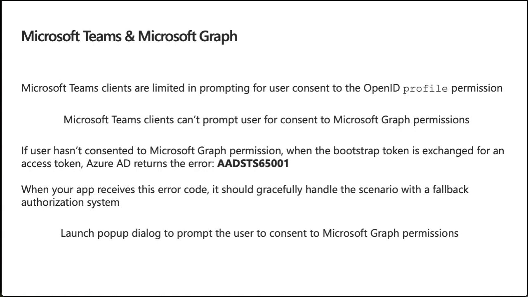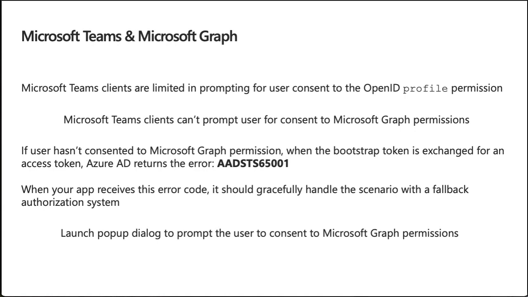And that's not really ideal, because when you get that error, you then need to figure out a way in your app to prompt your users to go consent to that permission. So in your code, you should handle that error gracefully, with a fallback authorization system that's going to prompt the user to consent to the necessary Microsoft Graph permissions.